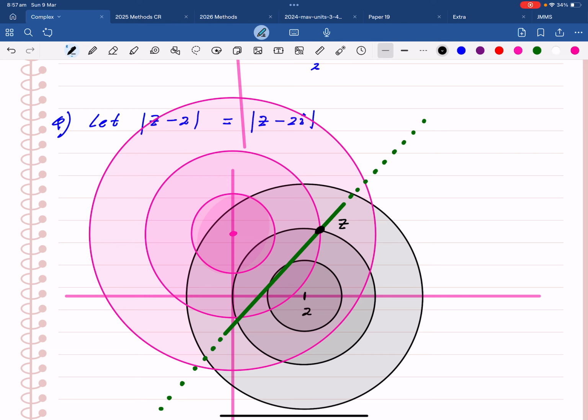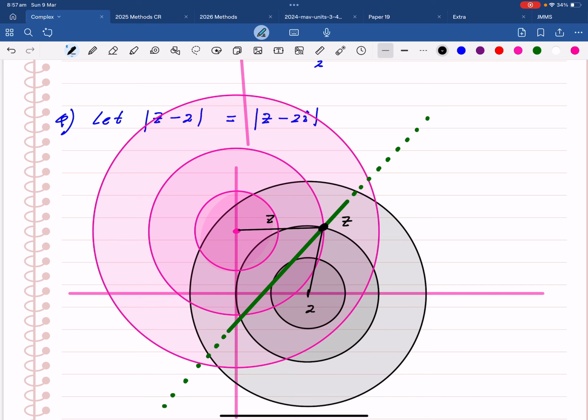Now, what is this? That is z minus 2. What is this? That is z minus 2i. So this is the modulus of z minus 2i, and this is the modulus of z minus 2. That is what I was explaining.